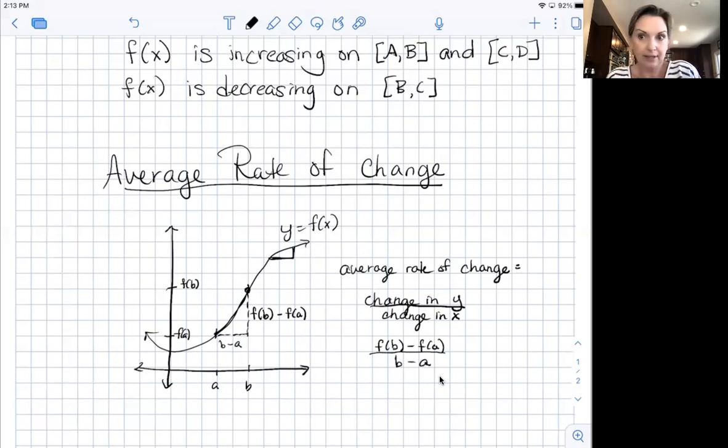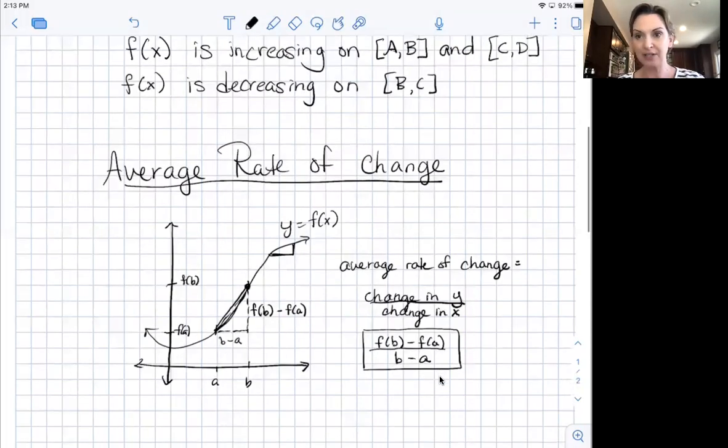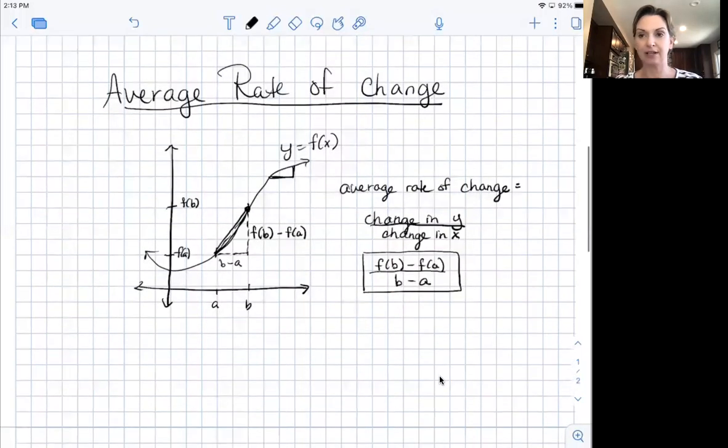Okay, and essentially that right there, that's the slope. It's approximately the slope of that little section of my function. It would be like that, but it's approximate. All right, that's the equation you're going to use for the average rate of change of your function.